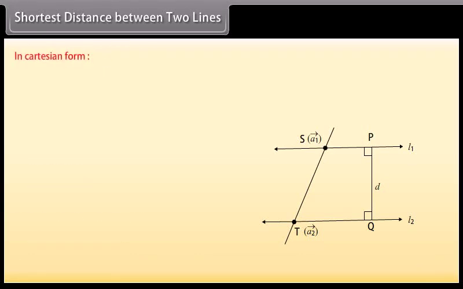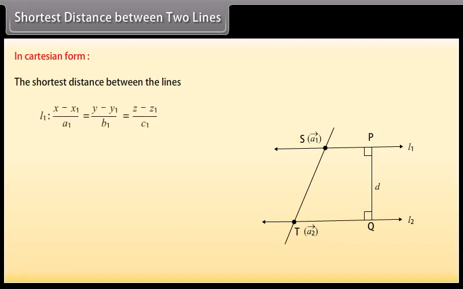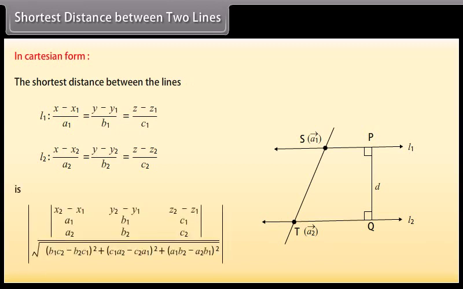In Cartesian form, the shortest distance between the lines L1: x minus x1 by a1 equals y minus y1 by b1 equals z minus z1 by c1, and L2: x minus x2 by a2 equals y minus y2 by b2 equals z minus z2 by c2, is the modulus of the determinant, row-wise, first row x2 minus x1, y2 minus y1, z2 minus z1, second row a1, b1, c1, third row a2, b2, c2, divided by square root of (b1c2 minus b2c1) square plus (c1a2 minus c2a1) square plus (a1b2 minus a2b1) square.